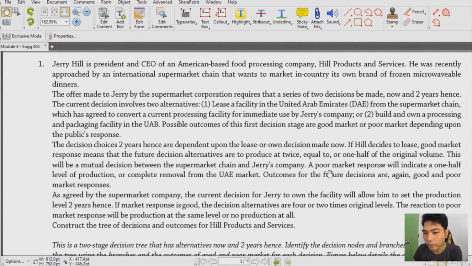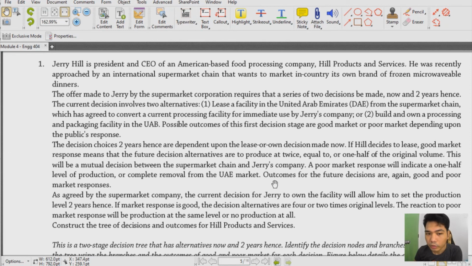Ito yung importante, but a poor market response will indicate a 1/2 level of production or complete removal from the UAE market. So, outcomes for the future decisions are again, good, poor market response. So, in short, pag pangit yung na-produce ni Jerry, it's either kailangan na lang siyang mag-produce ng 1/2 or complete removal sa UAE market. Pero we're talking about in the future na, no?